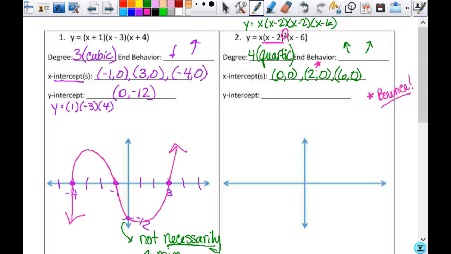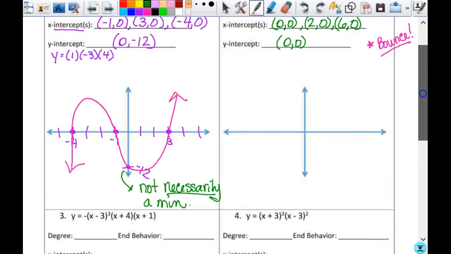And then I need to go find my y-intercept. So what's my y-intercept going to be? It's real easy. What is it? 0, 0. If you have an x-intercept of 0, 0, your y-intercept is 0, 0. Because as soon as you substitute a 0 in here, guess what? The whole thing's 0. You're overthinking things. 0, 0. Told you. All right.